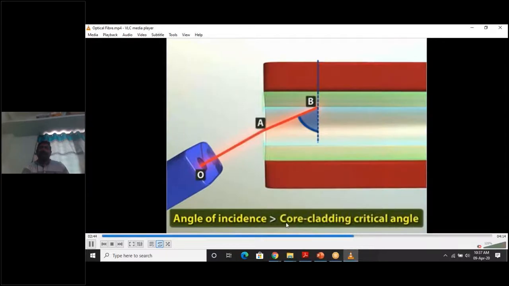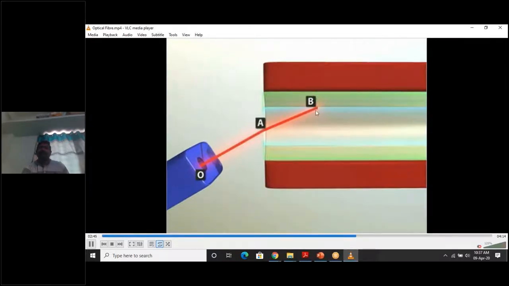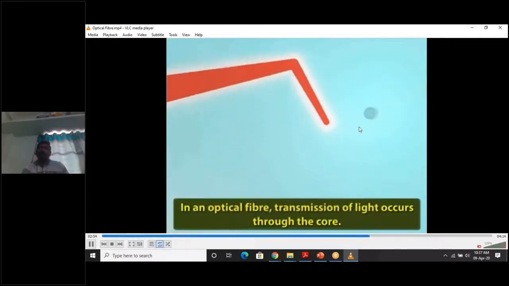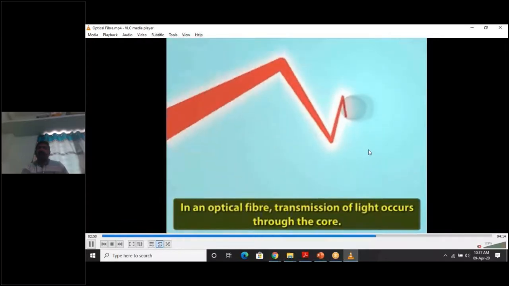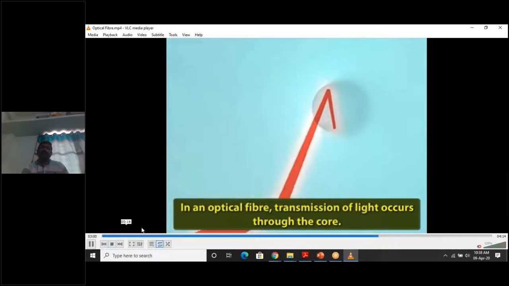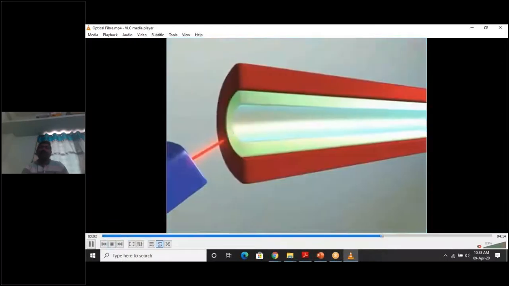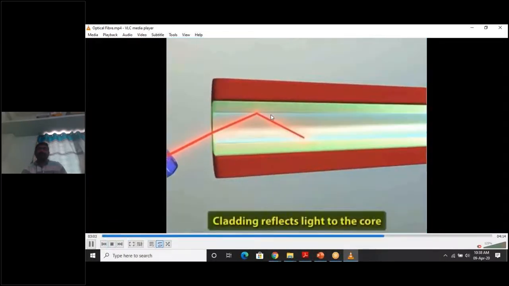You see, the angle of incidence is greater than critical angle at the core-cladding interface. The light ray is totally reflected back to the same medium. So it goes from point B to point C, point C to point D, point E to point F to point G. Like that, it will go from one end to the other end of the optical fiber.